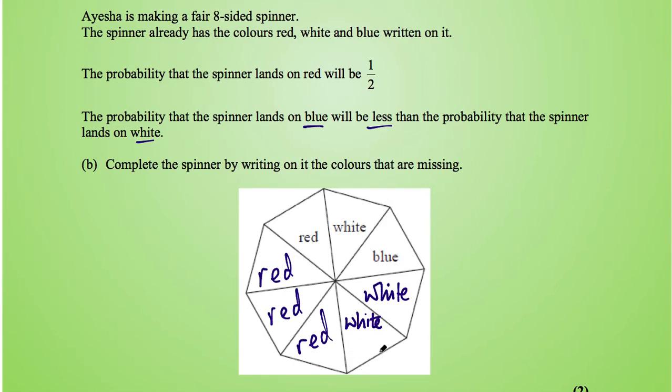The only colors you can't write in there are blue, otherwise the probability of white would be the same as blue, and that's not allowed according to that statement. And you can't write red, otherwise your probability of red will be more than 1/2. So in this, white or any other color. So as long as you have at least 2 whites, only 1 blue, and 4 reds in total, then you're fine with that one.